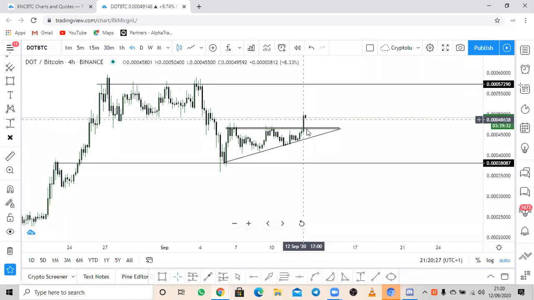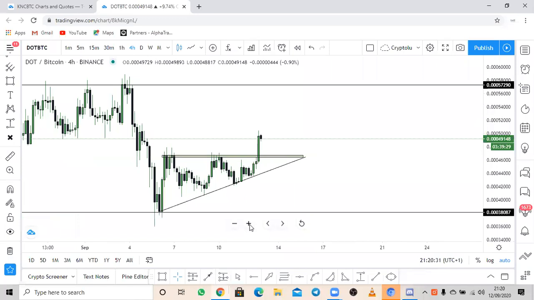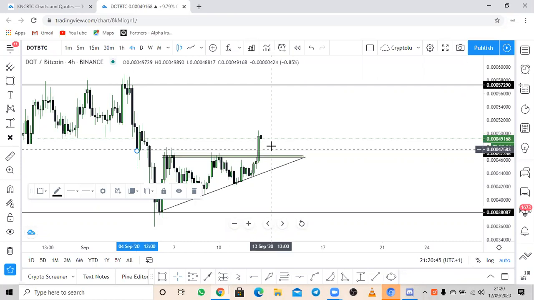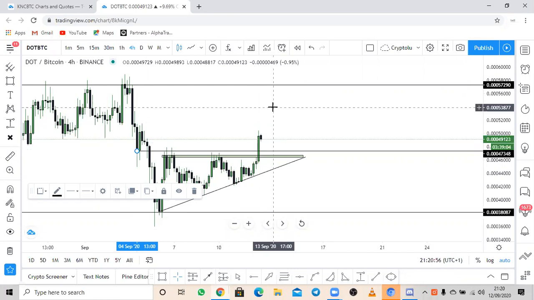Let me see clearly. I'm not even sure that this retest is not possible. We can have a retracement to the downside around here and continue. But from what I've noticed from this coin, when it starts moving in a particular direction, it's moving full force.